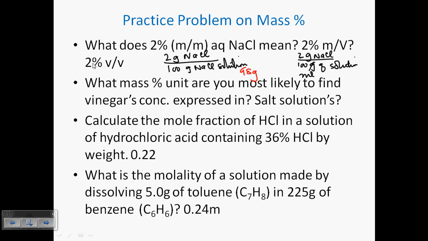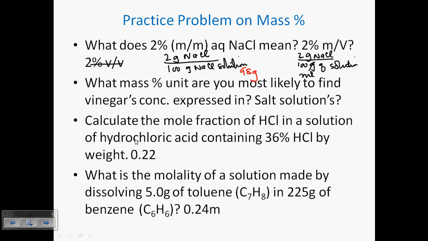2% volume by volume generally would not be a term used in conjunction with a solid dissolving in a liquid, but if it were a liquid, it'll mean there are 2 mLs of whichever liquid we used here dissolved in 100 mLs of solution. So these are other questions to ponder. What mass percent unit are you most likely to find your vinegar's concentration expressed in? A salt solution's? Think about it, and we'll discuss it in class.